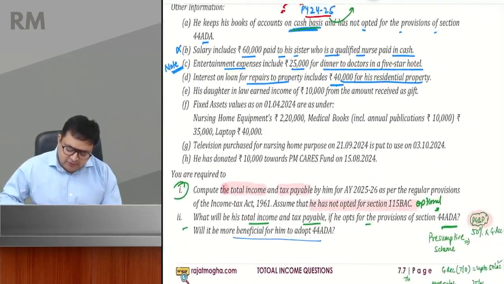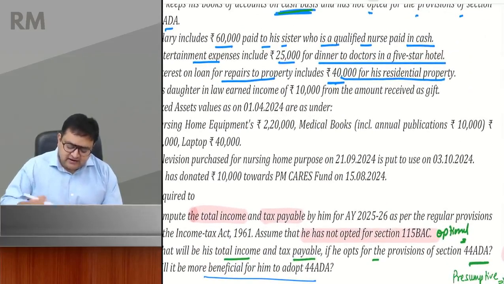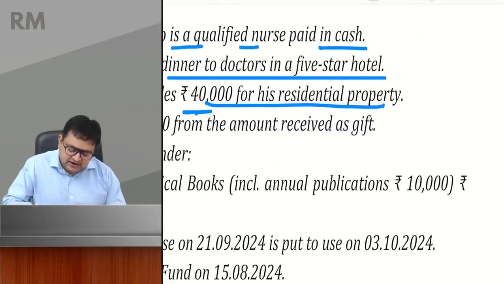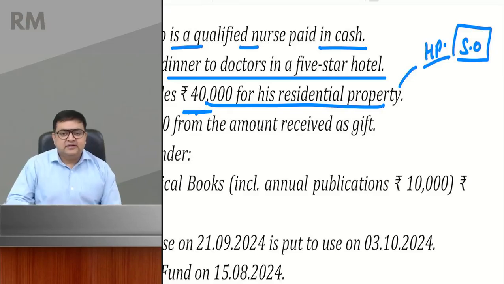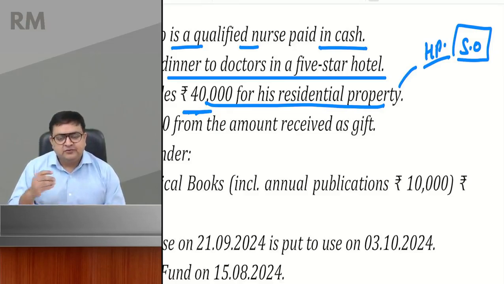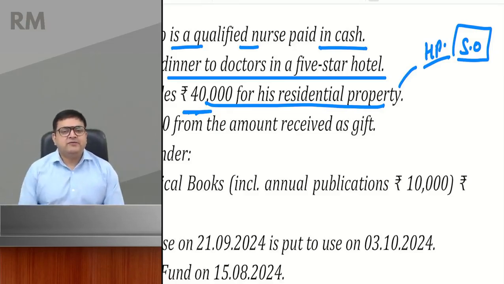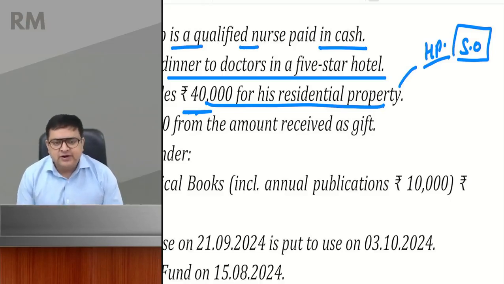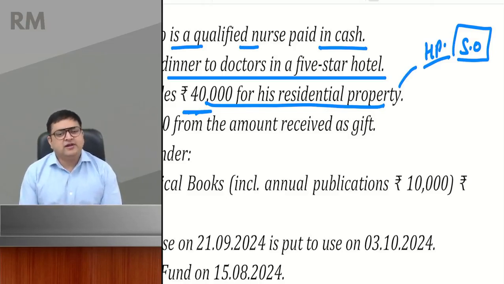Now guys, a very important point over here. They said that 40,000 for his own residential property. They are indirectly telling us that there is a house property which is self-occupied, a very, very hidden adjustment. So we have house property also, and for house property which is self-occupied, we take the NAV as nil. Standard deduction 24A, nil. 30% of nil would be nil. 24B, interest on loan is allowed.